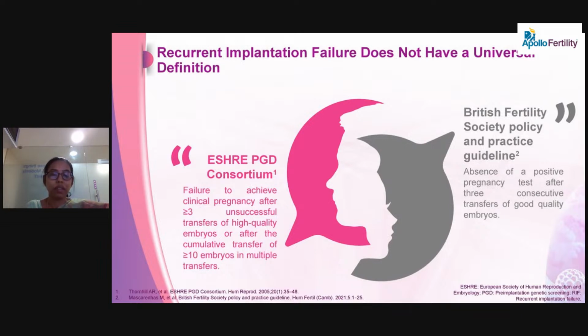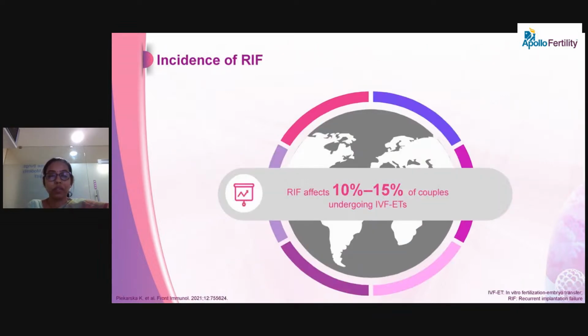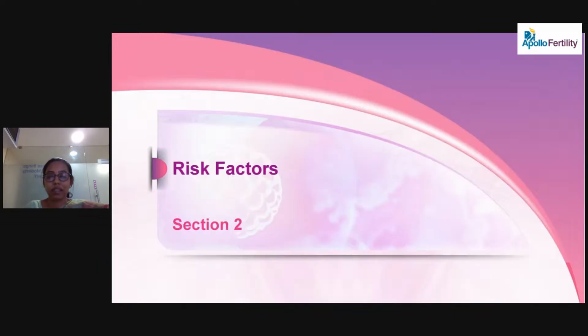There are various definitions for recurrent implantation failure. The HRA guideline says it is a failure to achieve a clinical pregnancy even after 3 unsuccessful transfers of good quality embryos, or a cumulative transfer of more than 10 embryos in multiple cycles. The British Fertility Society says it is the absence of a positive pregnancy test after 3 consecutive embryo transfers. Whichever the way, more than 3 failed embryo transfers we consider as recurrent implantation failure. The incidence varies, but on average around 10 to 15% of patients who undergo IVF fall under this category.